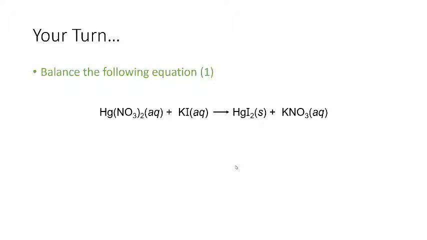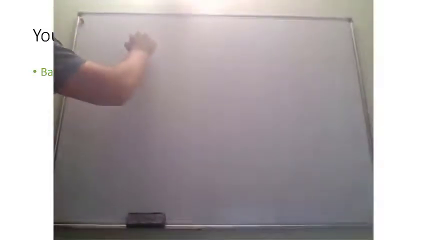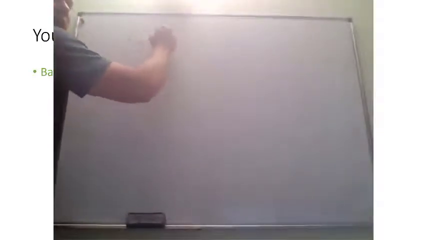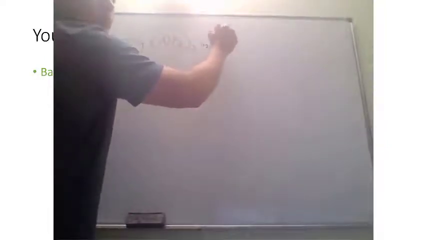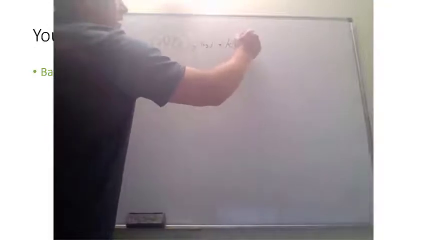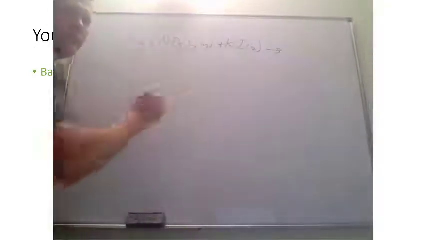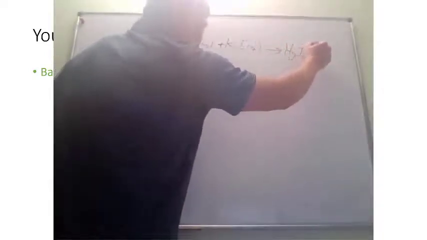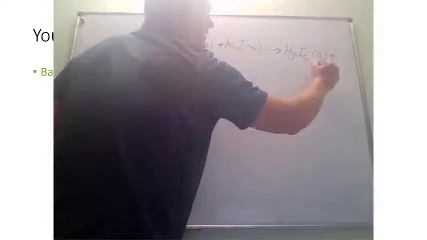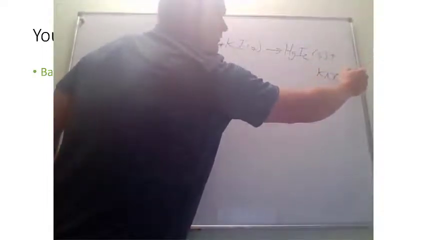Okay, so for this equation here, we again are going to write out our unbalanced form. So we have Hg(NO3)2 aqueous plus KI aqueous yields HgI2 solid plus KNO3 aqueous.